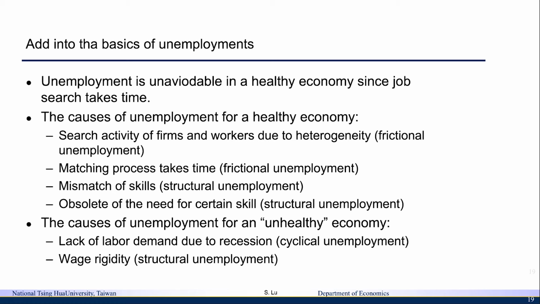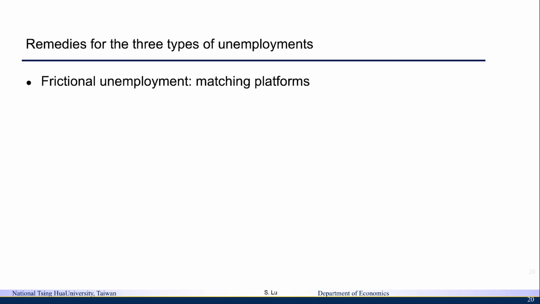Now we want to move on to talk about the remedies for each type of unemployment. The first type we are talking about is frictional unemployment. We say that the main cause of frictional unemployment is that it takes time to search and match. So the way to resolve this type of unemployment is that the government can set up a matching platform for job searchers and also for firms that have job vacancies. Then the matching will be faster, and it will reduce the duration of unemployment due to searching.